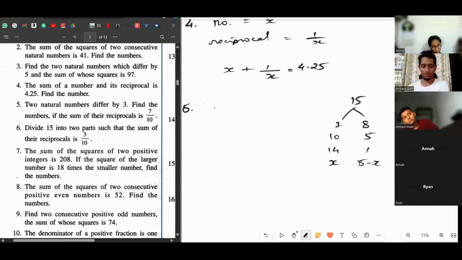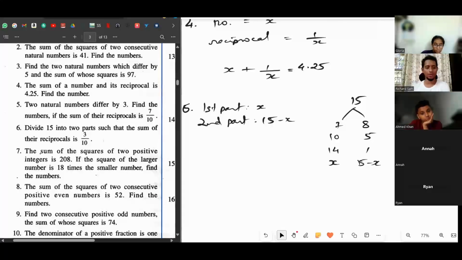So we'll write over here. First part is what? x. Second part, what is that? Yeah, in this case, it is 15 minus x. Now we look at the rest of the question. Now, what is the rest of the question saying? Such that the sum of their reciprocals is 3 upon 10. Now tell me the equation, Aman.